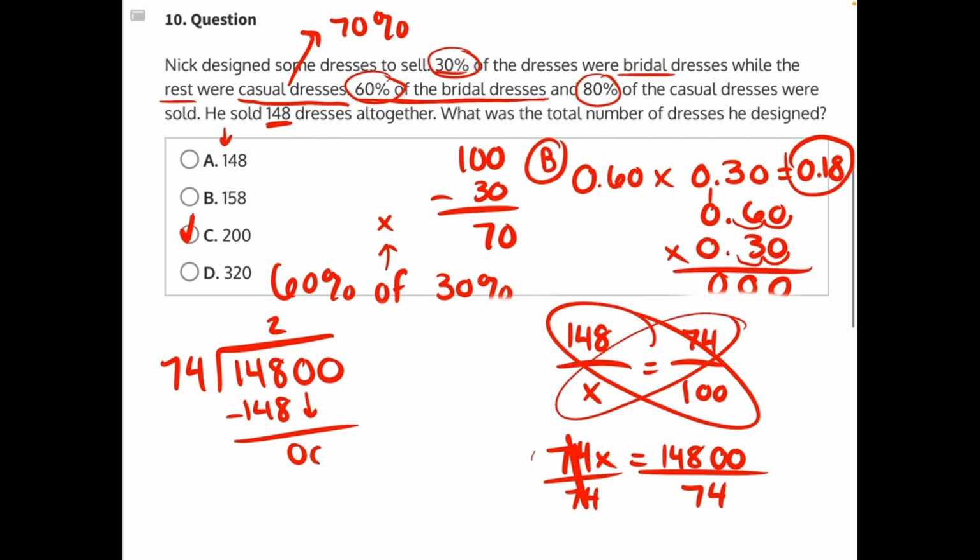Bring down a 0. 74 goes into 0 0 times. Bring down another 0. 74 goes into 0 0 times. And then we are done. 200 is the total amount of dresses that she designed, making C our correct answer.